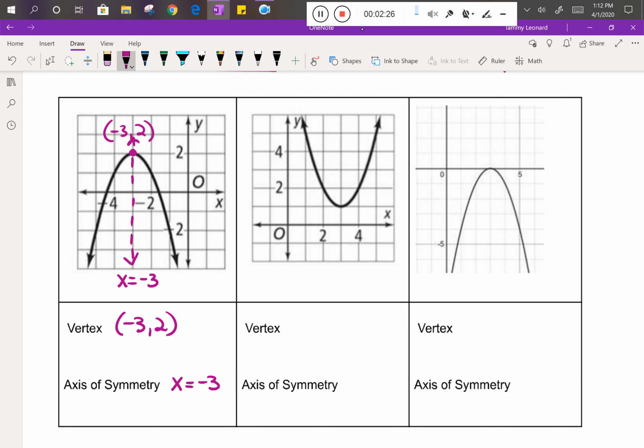Push pause while you do it, and then when you push play, you'll be able to see my answer and hear my explanation.